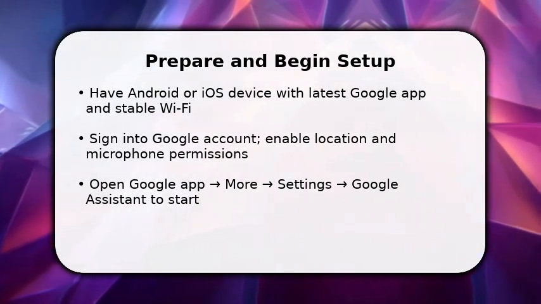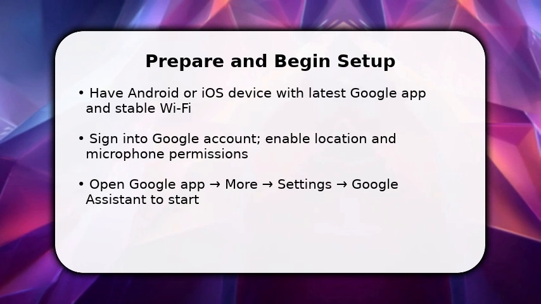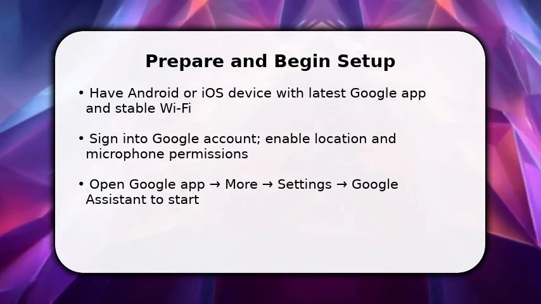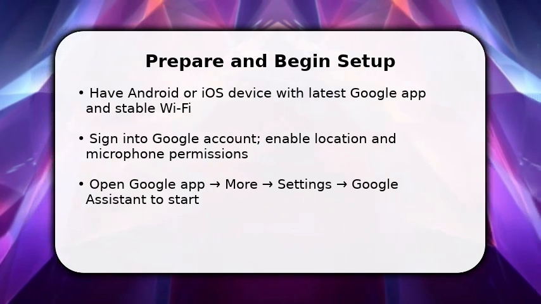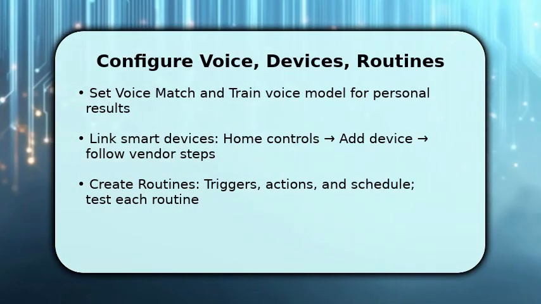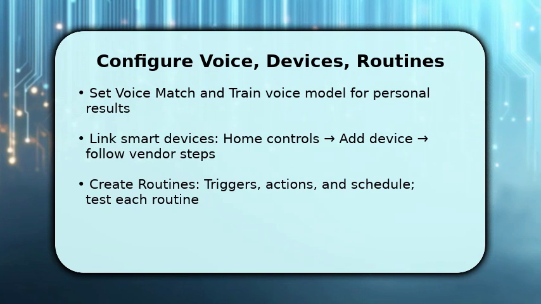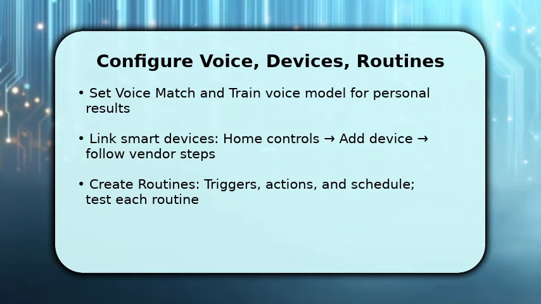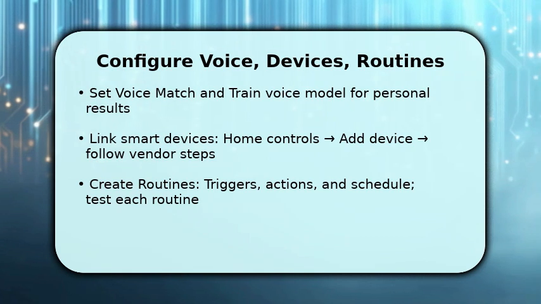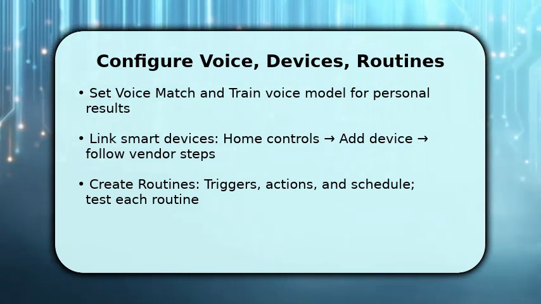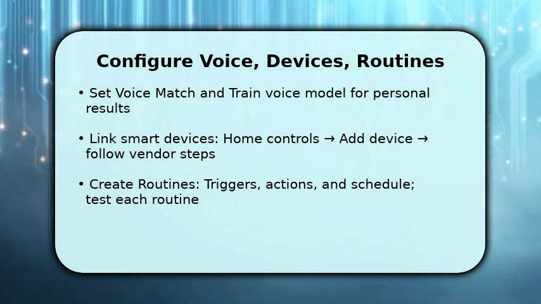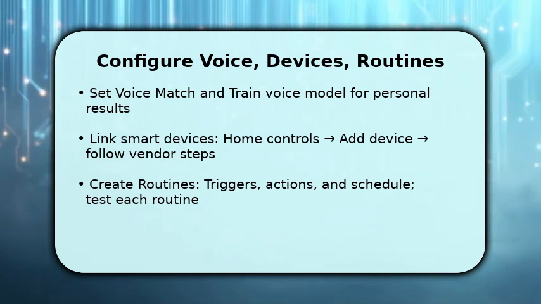This gets your assistant active quickly and ensures required permissions are granted, so subsequent steps like voice training and device linking work without interruption. Once basic setup is done, configure voice match so Assistant recognizes you and delivers personal info safely. Make sure to speak clearly during training. This improves accuracy. Next, link smart home devices via home controls, add each device and authorize the vendor account.